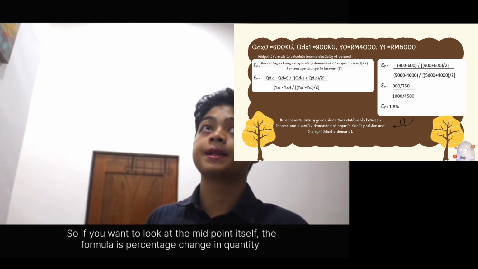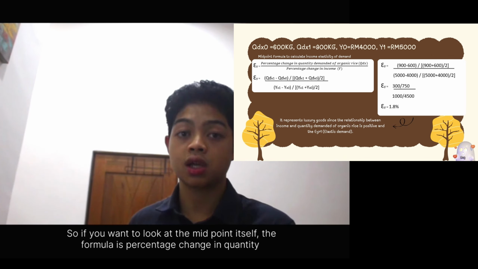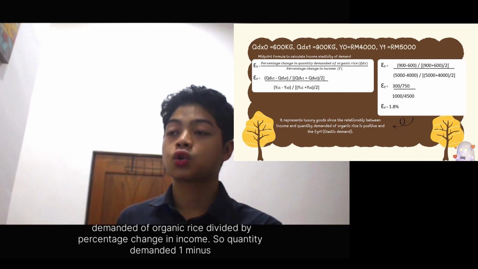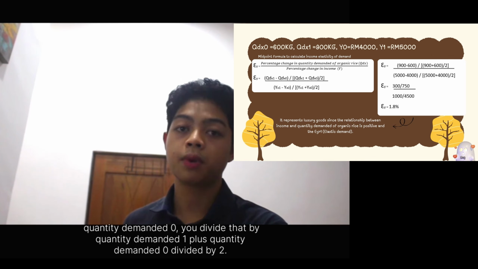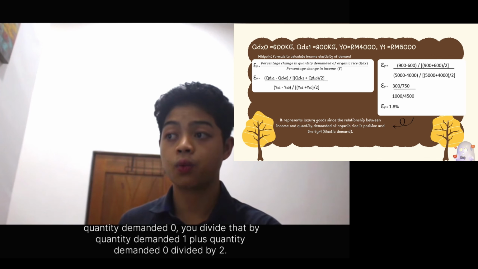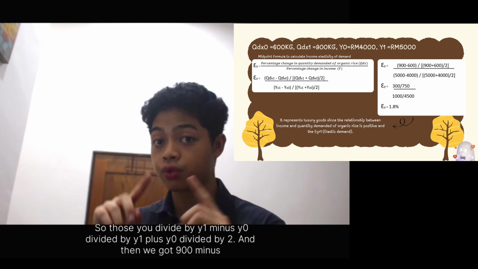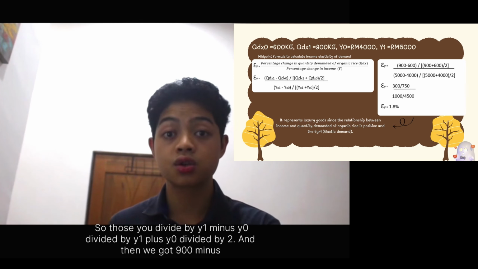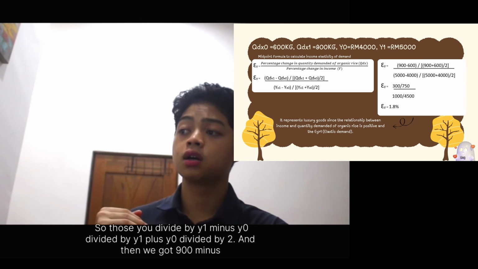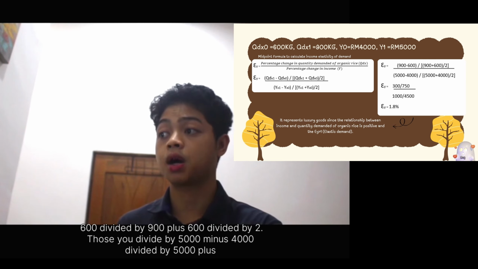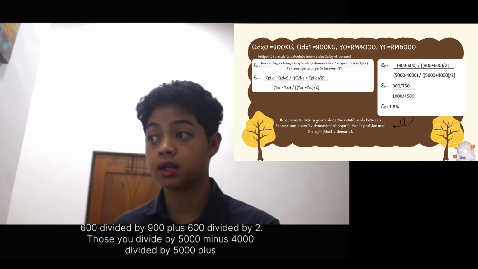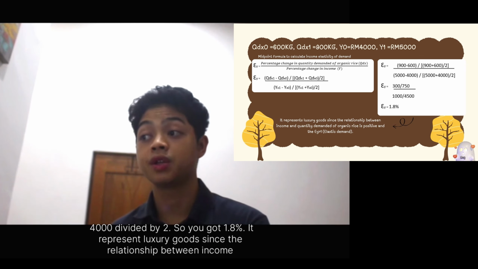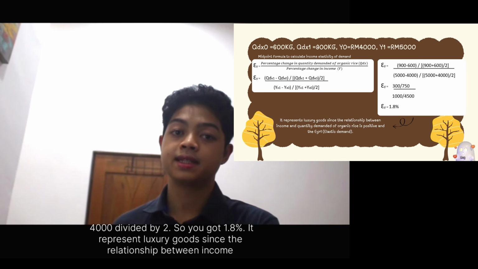If you want to look at the midpoint formula, it is the percentage change in quantity demanded of organic rice divided by the percentage change in income. So (quantity demanded 1 minus quantity demanded 0) divided by ((quantity demanded 1 plus quantity demanded 0) divided by 2), divided by (Y1 minus Y0) divided by ((Y1 plus Y0) divided by 2). Then we get (900 minus 600) divided by ((900 plus 600) divided by 2), divided by (5,000 minus 4,000) divided by ((5,000 plus 4,000) divided by 2). So you get 1.8.